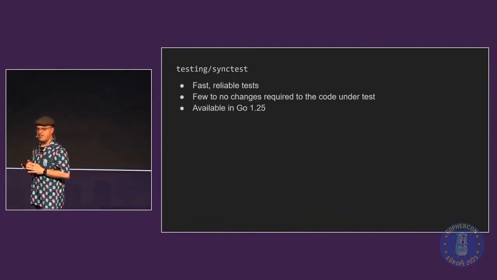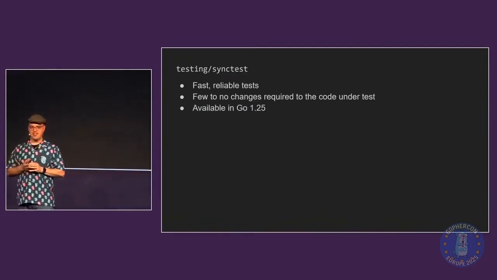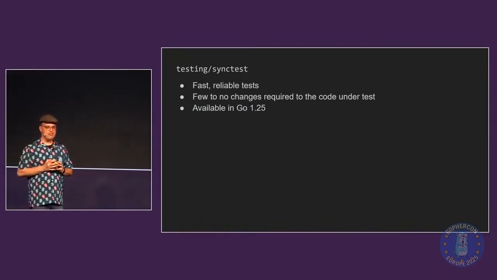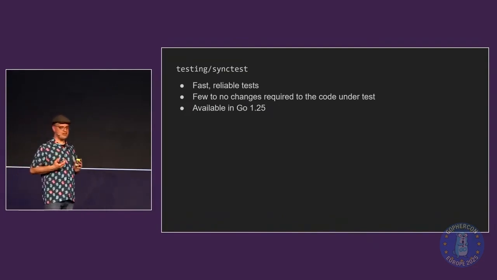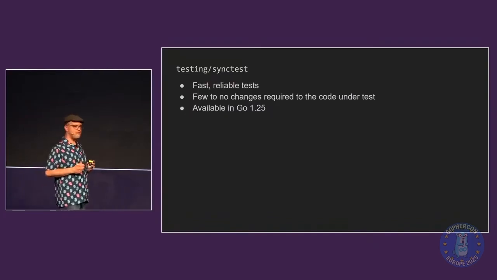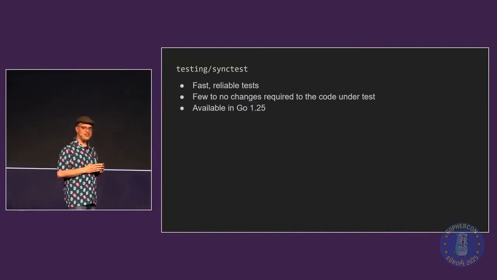So that's the synctest package. I can't say that it makes testing concurrent code simple, because concurrency is never simple. But what it does do is let you write the simplest possible concurrent code using idiomatic Go and the standard time package, and then write fast, reliable tests for it. I hope you find it useful. Thank you.